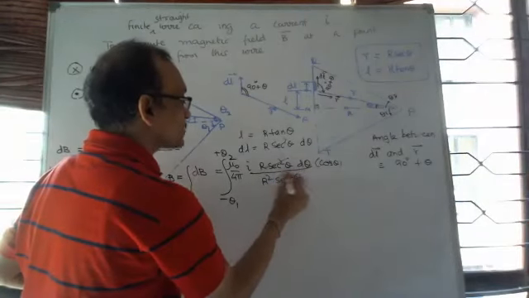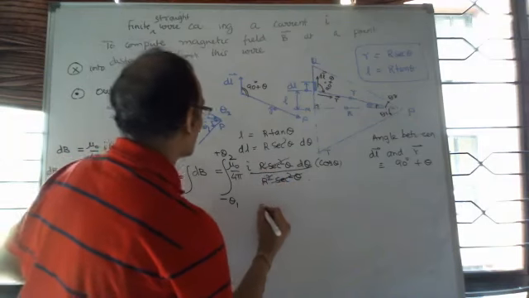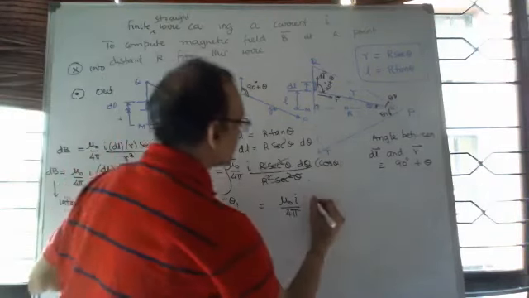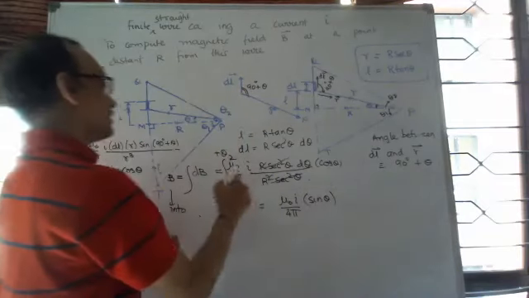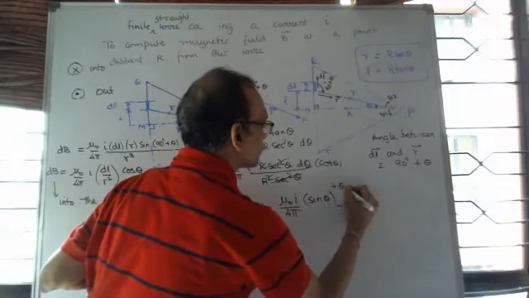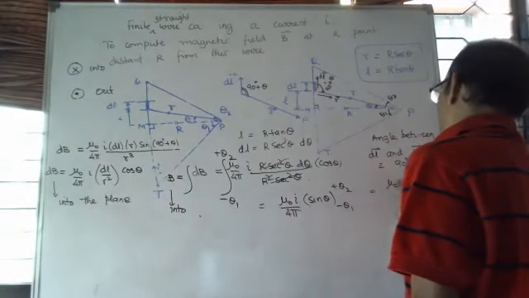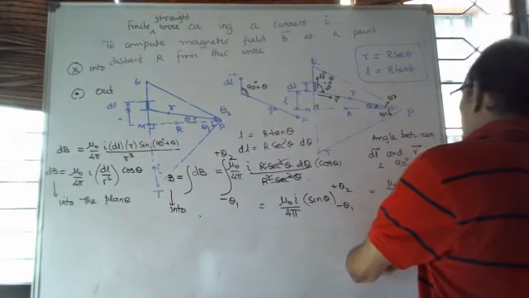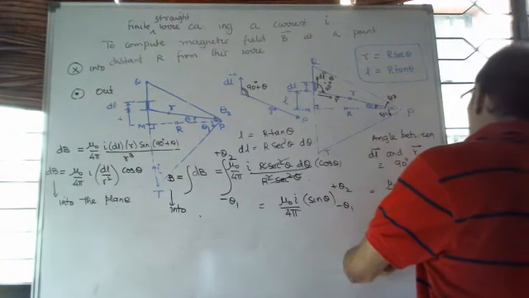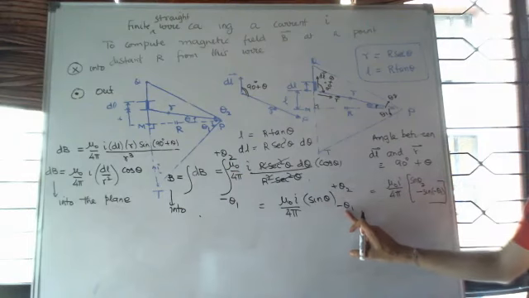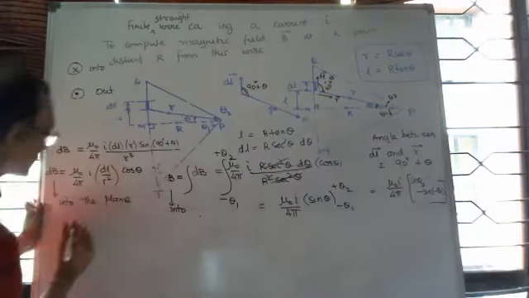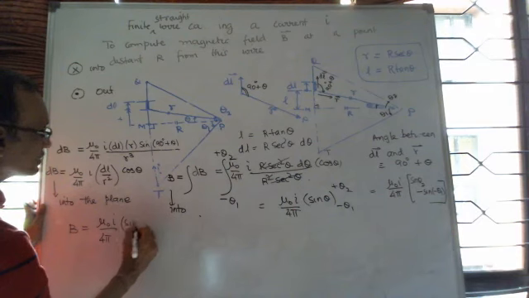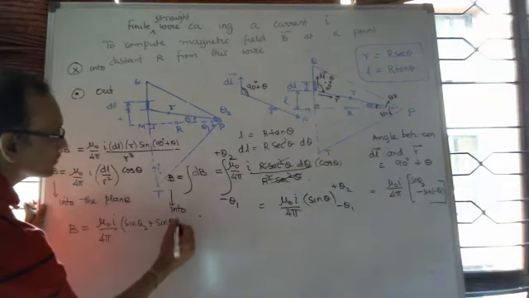The sec square theta cancels, R cancels with R, so it is mu naught I by 4 pi R, and pi goes outside. The integral of cos theta would be sine theta, with theta running from minus theta 1 to plus theta 2. So sine theta 2 minus sine of minus theta 1, right? Sine theta 2 minus sine minus theta 1. So B will be mu naught I by 4 pi R into sine theta 2 plus sine theta 1. That's it.